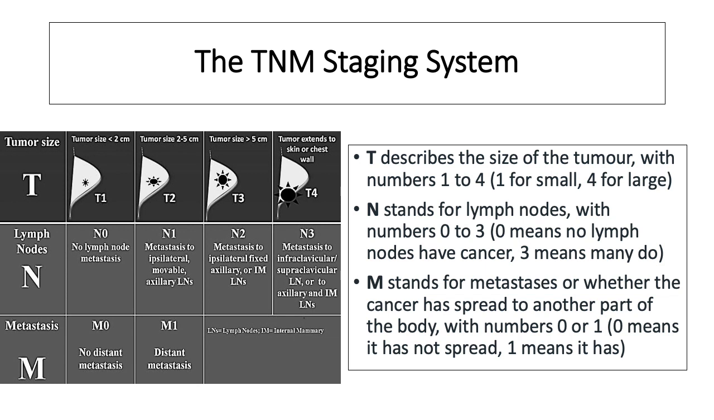So there's T. And then N stands for lymph nodes with numbers from 0 to 3, where 0 means there's no lymph node metastasis, so the tumor has not spread to any lymph nodes, and 3 means many lymph nodes have been affected by the tumor. And then the M stands for metastasis, or whether the tumor has spread to another body part or not, and is given either as 0 or 1.